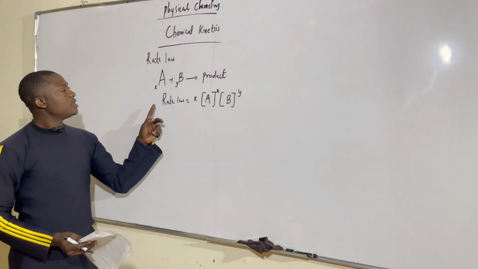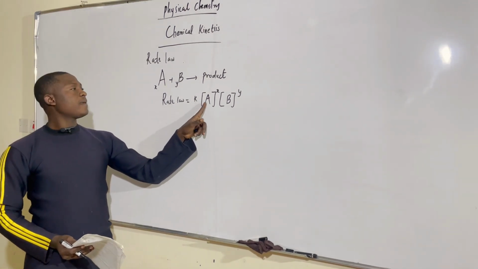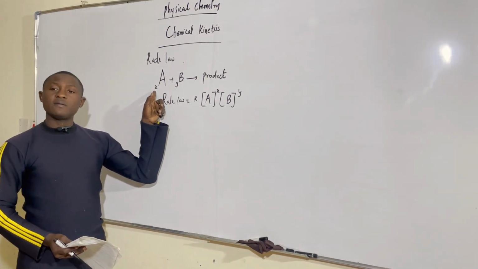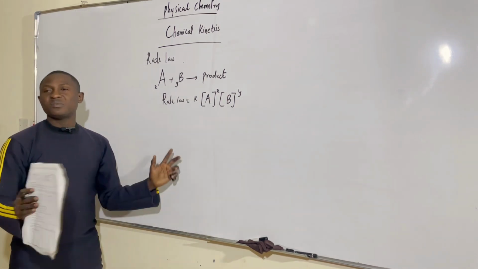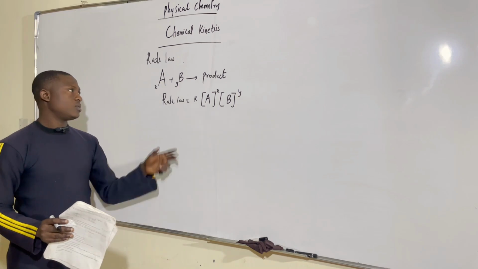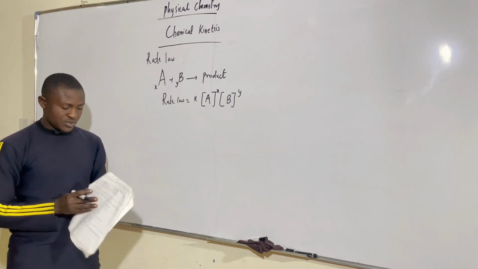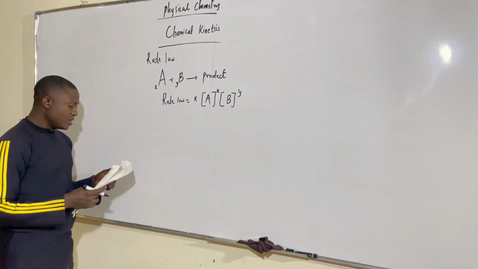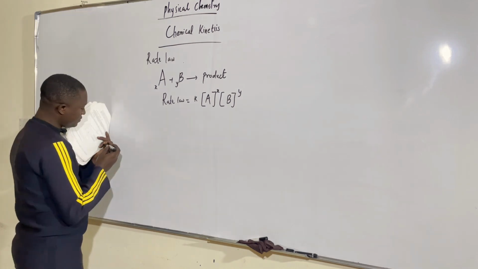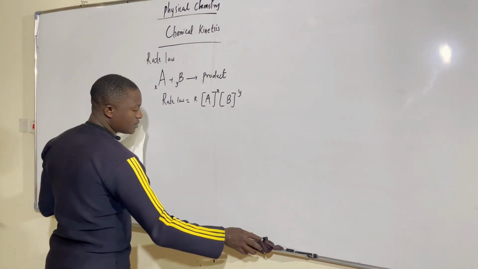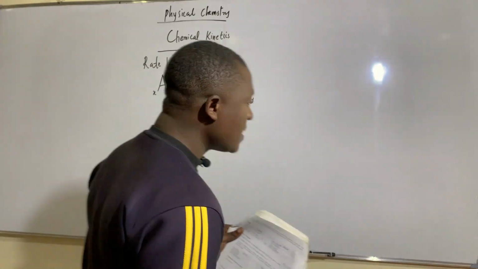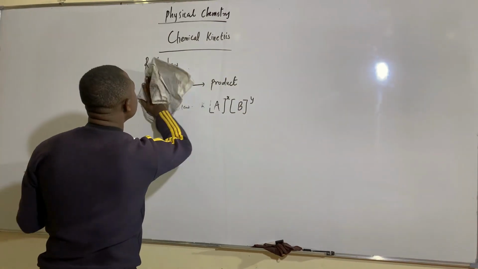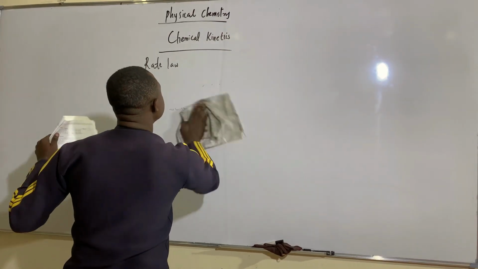Can you see that? Rate law is equal to constant, A raised to the power of its mole, which is X, B raised to the power of its mole. It's just as simple as that. Once you are asked to find the rate law, this is the way we normally find it. So let's see some examples. They say find the rate law of the following. We have to write the rate law of the following reactions.